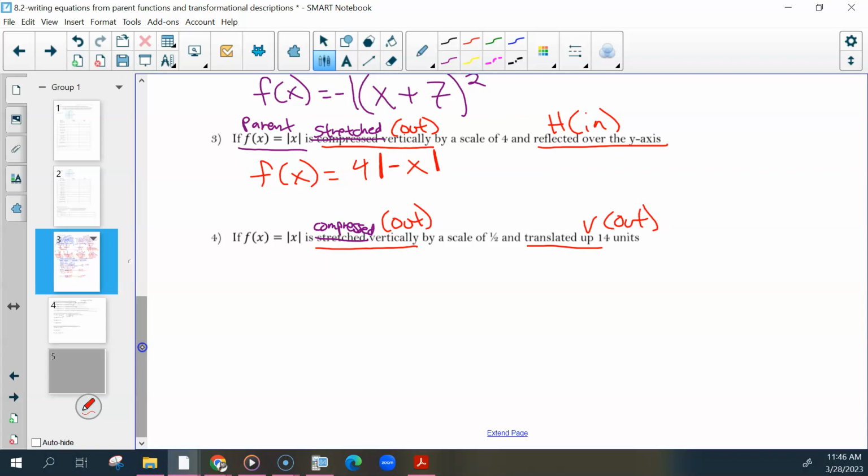So then as we're writing our equation, f of x equals, we have our vertical compression, so we're going to put that as our a value, 1/2. Do we have any horizontal transformations? No. So the only thing that's going to go inside is x. And then how would we write translated up 14 units? It's going to be exactly what it says. So yeah, plus 14. What questions do we have on that one?